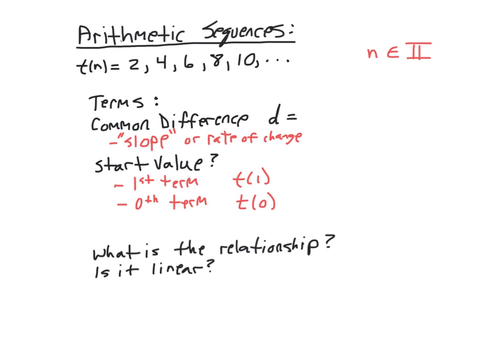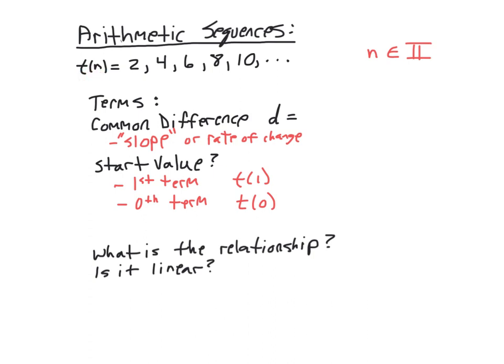When we plug a number into t of, so let's say t of 4, I'm looking for the fourth term in that sequence. I just start at the beginning and go out 1, 2, 3, 4. And so t of 4 would be 8. That's the idea of a sequence and this function notation for it.